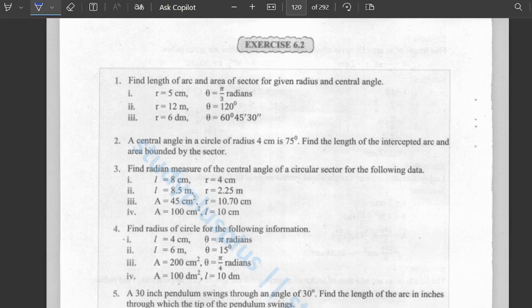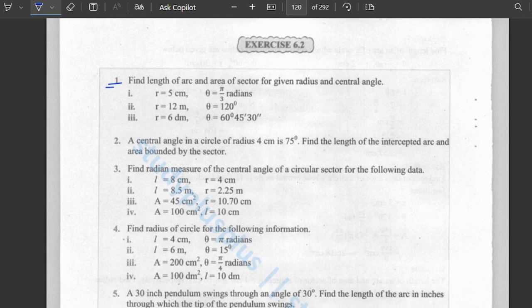Hello everyone, today we're gonna start exercise 6.2 from unit 6, Trigonometry and Bearings. In the first question, we need to find the length of arc and the area of sector for the given radius and the central angle.